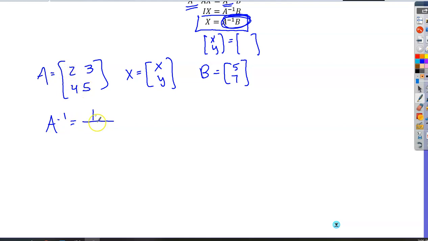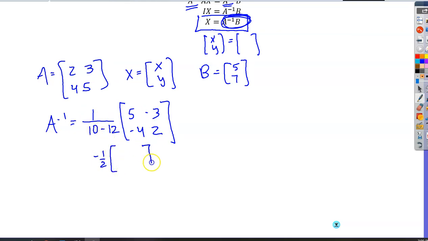So the determinant is 10 minus 12 times that adjoint matrix, which is switch A and D, 5, 2, and switch the signs on those guys. This is really negative 1/2 out front. So I have negative 1/2. Here's A inverse.